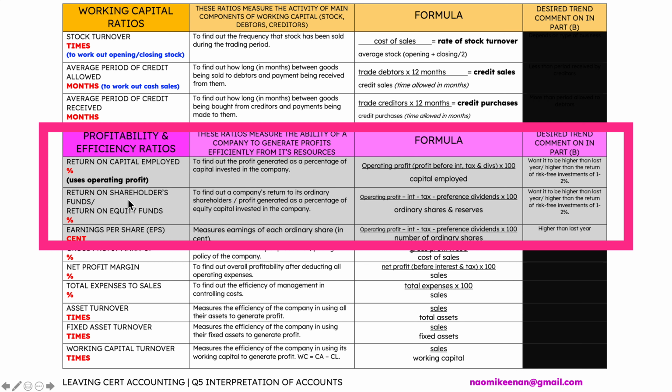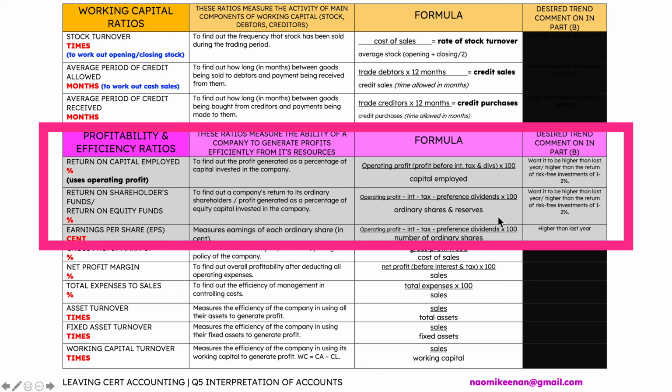The next one we're going to look at is return on shareholders funds, which is also called return on equity funds, and they find out a company's return to its ordinary shareholders. They find out the profit generated as a percentage of equity capital invested in the company. And the formula for that is our profit after figure. So operating profit minus interest, minus tax, minus pref divs multiplied by 100 over the shareholders funds.